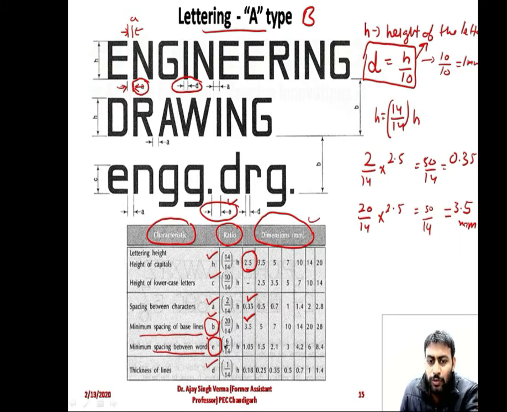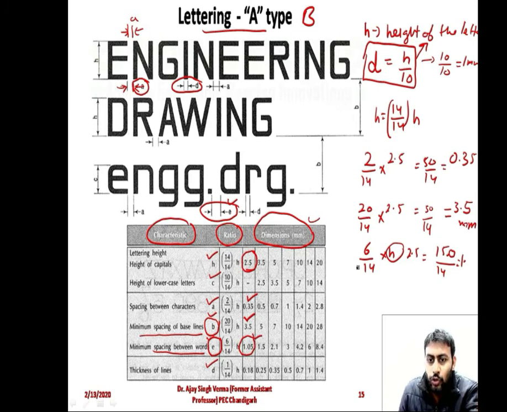Similarly, the distance between two words is termed as E. E has a ratio 6 to 14 into H. H is your 2.5. When you calculate 25 into 6 it is 150, it will become 15, the 0 will be cancelled, divided by 14. So it means 1 point something should be there. Yes, in your table it is also 1.05.